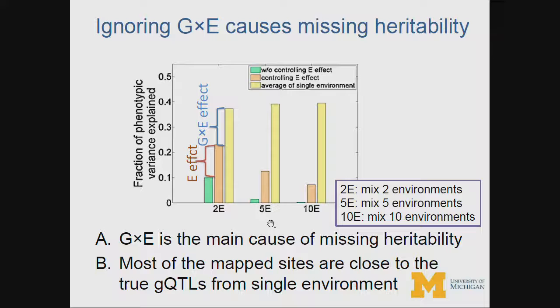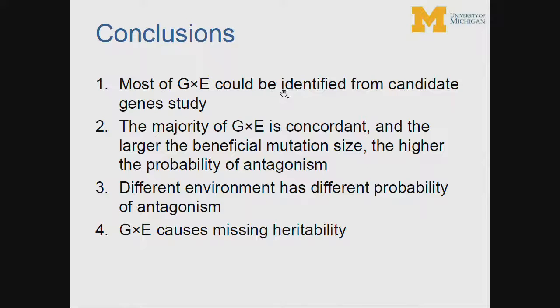So to conclude, most of G by E could be identified from candidate gene study, and the majority of G by E is concordant, and the larger the beneficial effect size, the higher the chance of antagonism. And different environments have different probabilities of antagonism, which suggests that in the study of antagonistic pleiotropy or antagonistic G by E, environment should be carefully chosen. And also G by E causes missing heritability.